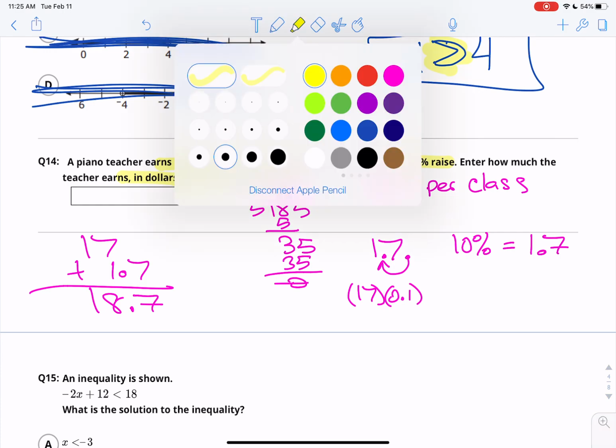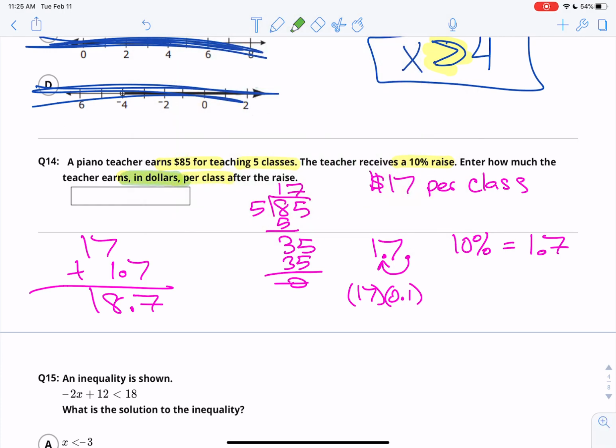Now, here's an important part. It says in dollars. What does that mean? That means even though I calculated the 10% and I got 18.7, this is not my answer. Because we don't say, oh, that cost $18.7. That's not the terminology we use when we're discussing money. There is no 0.7 when we're discussing money. The answer is going to be $18.70. You need to have that zero, because when we discuss dollars, it's 70 cents, not 0.7. So make sure you put that zero in there.